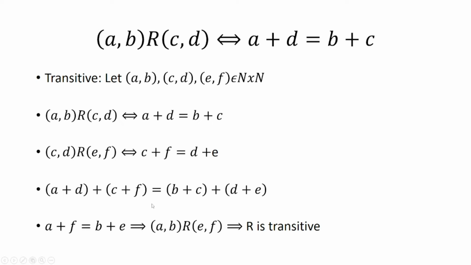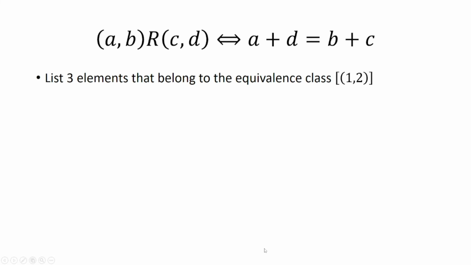So notice that we have a D and a C on the left here, and a C and a D on the right. Those are going to cancel, and so we're left with A plus F equals B plus E, which is the same thing as (A, B) R (E, F). And so if we follow this logic, we have (A, B) R (C, D), and that implies (A, B) R (E, F). So this is transitive. So that proved that it's an equivalence relation, since we proved it was reflexive, symmetric, and transitive.